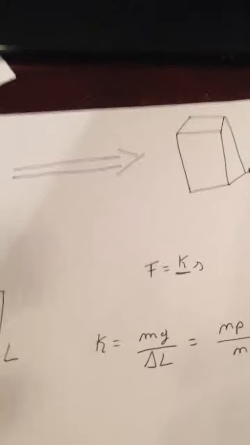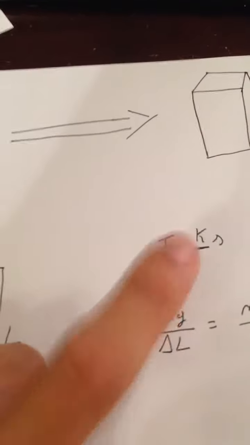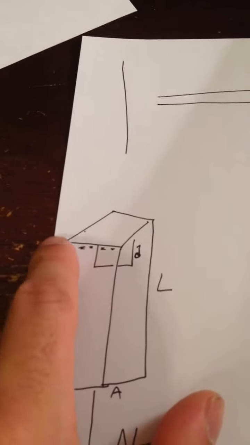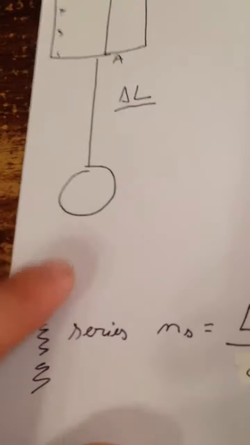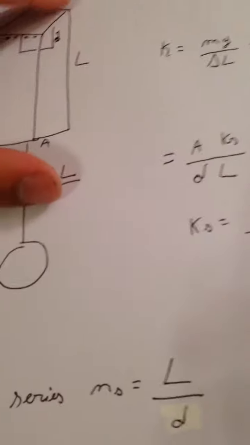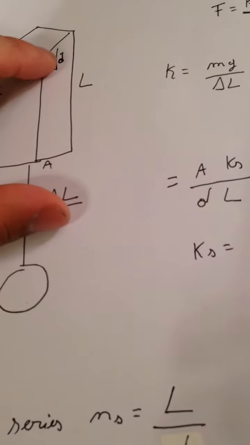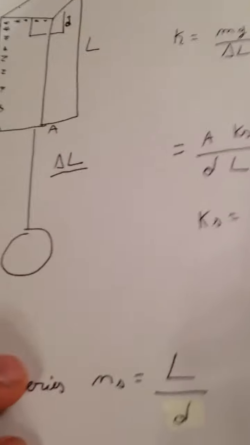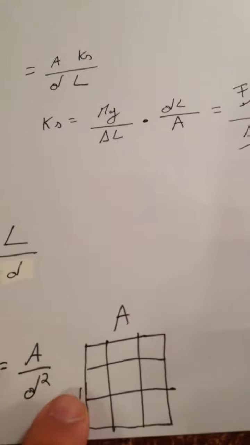And this is for the big spring, like the spring I use outside. But I want the atoms. So to find the atoms, I need to find the equation for the series and the equation for the parallels. This is series right here. Series is NS equals L divided by D, my L divided by D, the diameter of every atom. And my parallels right here, NP, P for parallel, is the area divided by D squared.